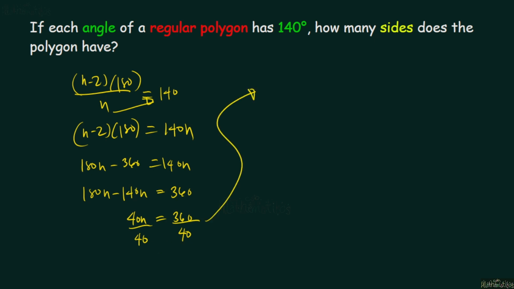Then it will give us n is equal to, or number of sides is equal to 9. So the answer here is 9.